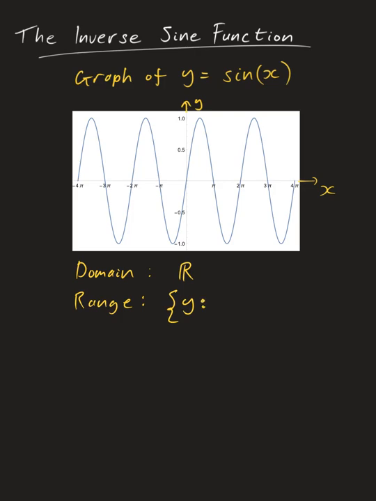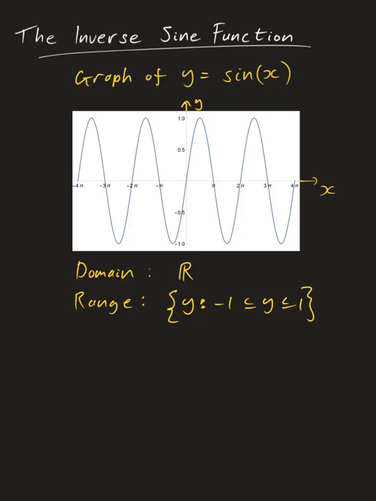So we say that the range is the set of all values y such that, that's what those two dots mean, -1 is less than or equal to y is less than or equal to 1. So the range of that function is all the values y such that y is between -1 and 1.